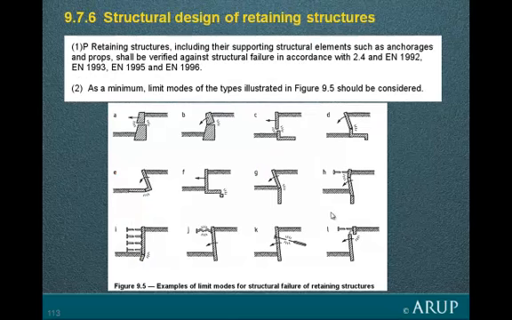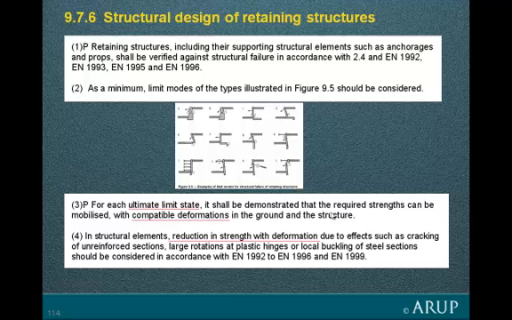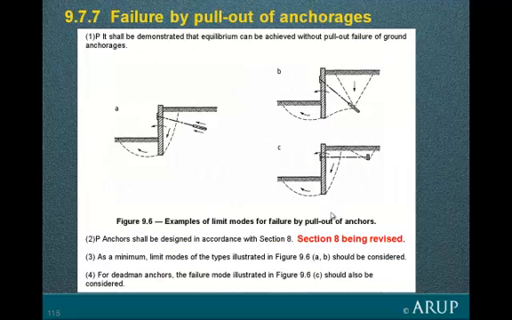So a whole series of pictures for ultimate limit states. Must think about compatible deformations and the reduction in strength due to that deformation. There are some figures here for failure of ground anchors, and it refers to section 8. Note that section 8 shouldn't be used, it is being revised. That's the section on ground anchors.